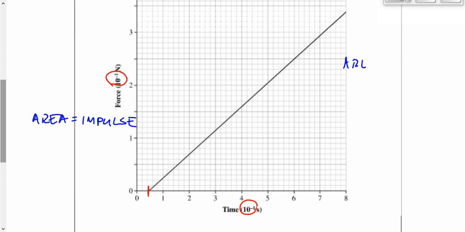The area equals, it's a triangle, so we're going to say 1/2 base times height. It's going to be 1/2 of, what's the base here? 0.2, 0.4, 0.6, 0.8. So it looks like the base is 7.6 times 10 to the negative 1. How many people got that? 7.6 times 10 to the minus 1? What'd you get? 7.5? Should it be 7.5?